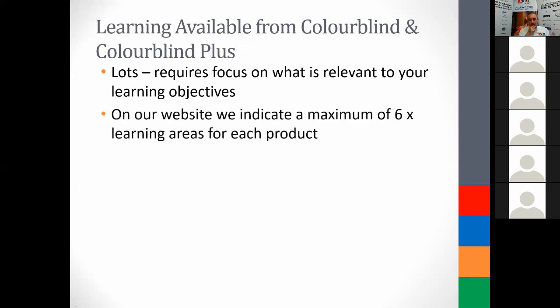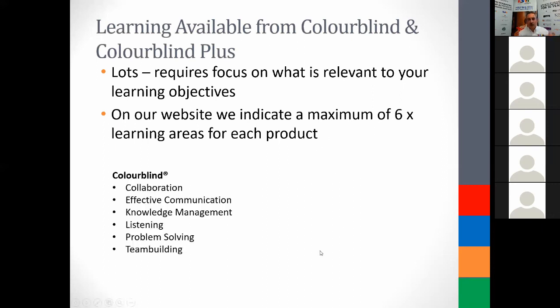Those of you who have maybe only seen Colourblind from our website will see that we tend to indicate a maximum of 6 learning areas for every product that we produce. It doesn't mean that there's only 6, and in fact in Colourblind's case there could be a lot more. But here are the 6 top areas we would say. If you're looking at collaboration, for example, Colourblind is a great exercise. You can't complete Colourblind unless everyone participates. If you're holding a couple of pieces in your hands and don't contribute what you've got, the team won't work. So it's a great way of getting everyone to collaborate.